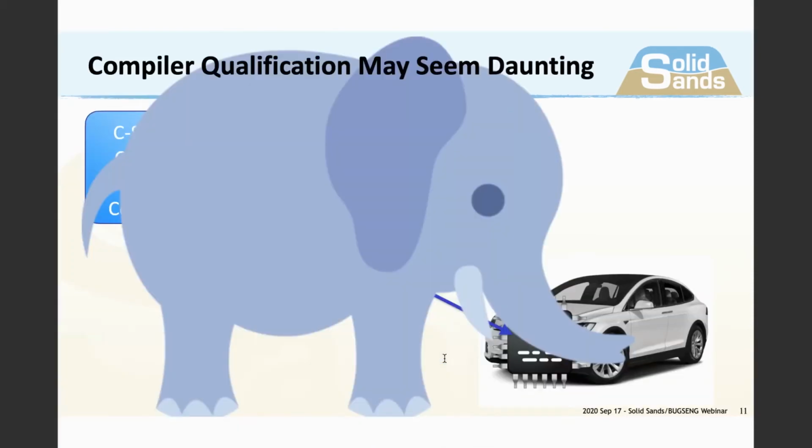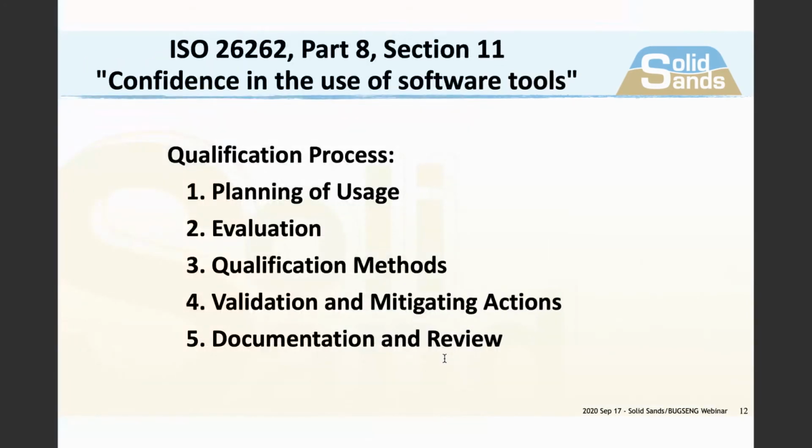Compiler qualification may seem like a pretty daunting task. Compilers are extremely complex, so where do you start? Well, there, ISO 26262, as I explained, can help you. It can help you make these steps, and by doing the steps one at a time, you can get through this. So these are the 5 main steps that are defined in ISO 26262.